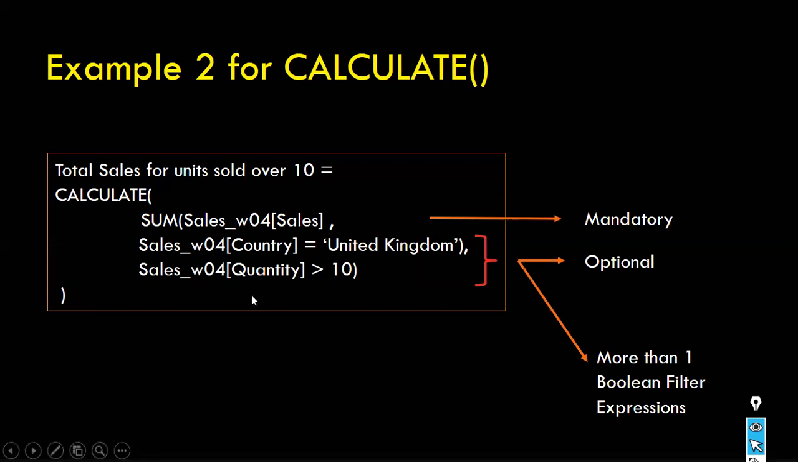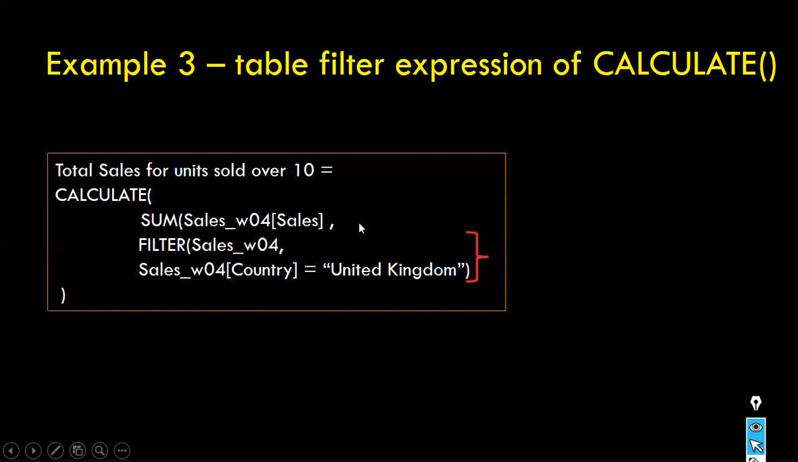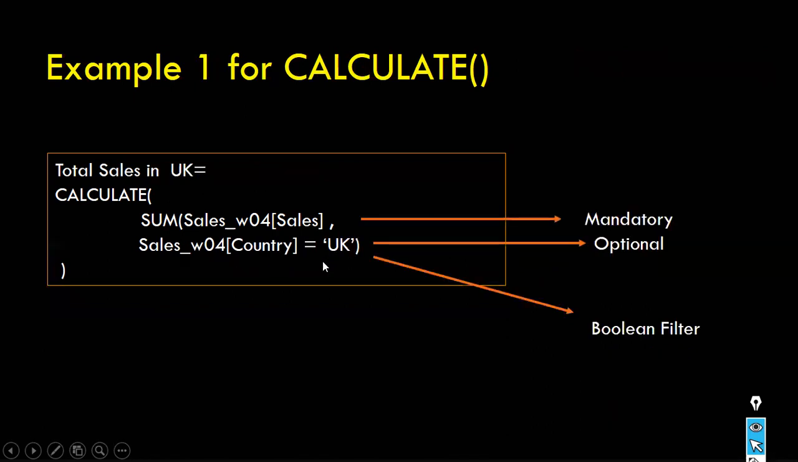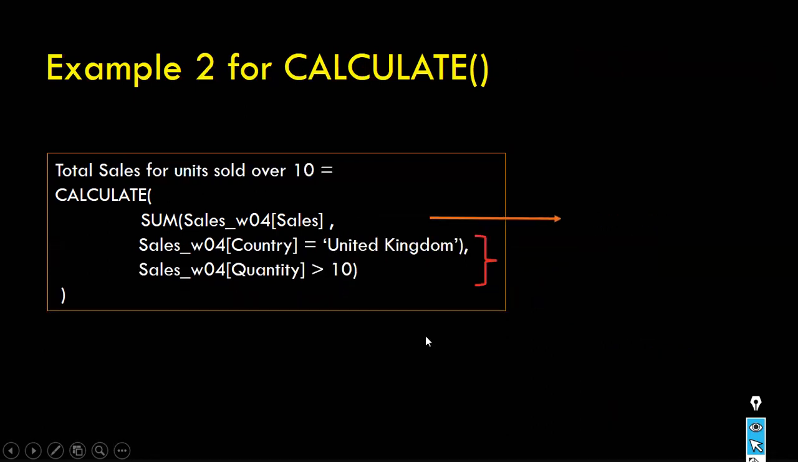Now you can have more than one Boolean filter condition like this. Countries, United Kingdom, and then in the United Kingdom, those records wherein the quantity is more than 10, you select only that one. This is a Boolean filter. You can have more than one Boolean filter.